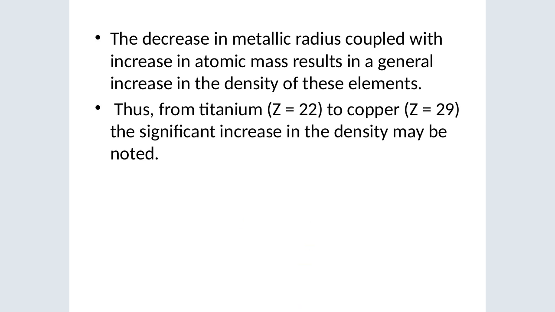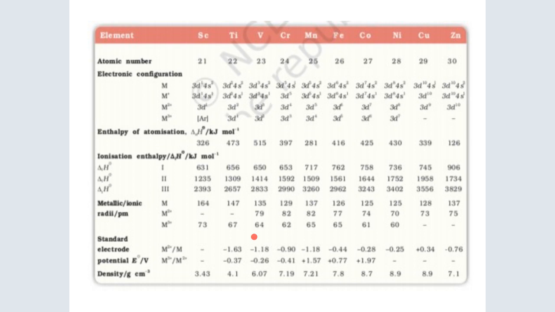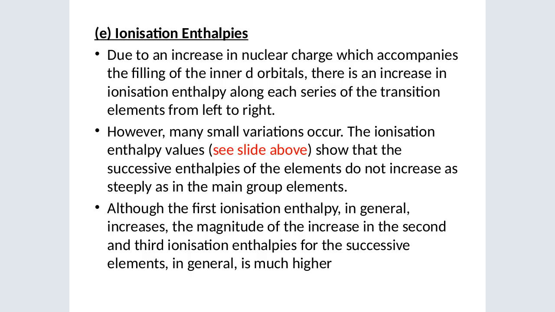Okay, that has been explained. So these are some of those physical properties that I've explained there. You will refer to them later. On ionization enthalpies, you realize due to an increase in nuclear charge, the enthalpies of ionization is supposed to be increasing across every series. Although the first ionization enthalpy generally increases, the magnitude of this increase in the second and third ionization enthalpies for the successive elements is much higher.